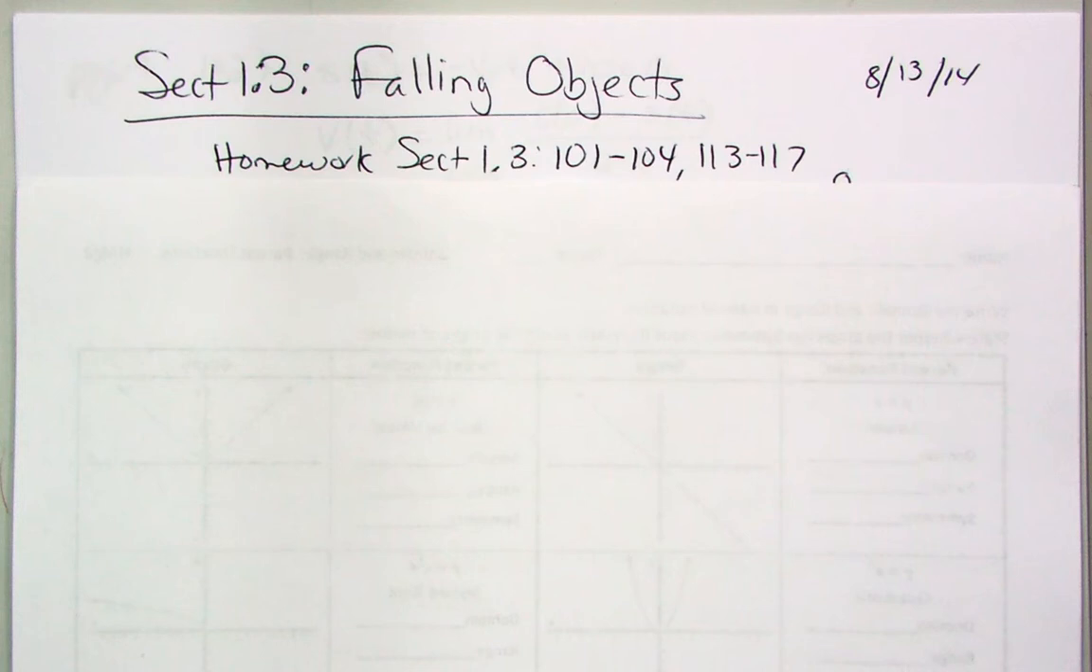Today's video is the last one for section 1.3. We'll be addressing some of the word problems. It's about falling objects. So the homework in 1.3 is 101 through 104 all, 113 through 117 all.